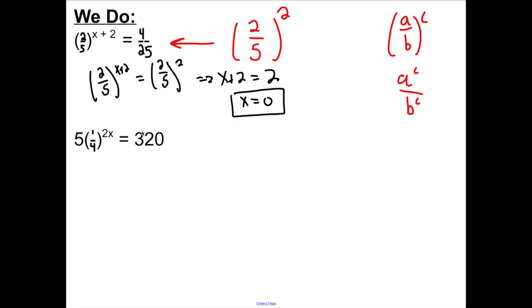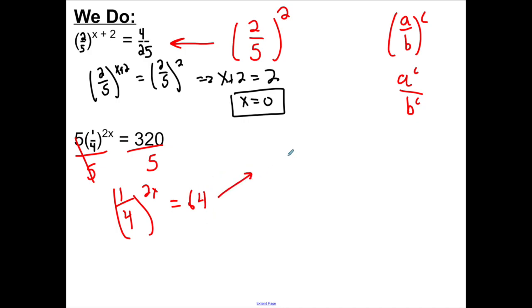All right, next one. So here I have to start by doing what? Getting the bases alone. Okay, is the base alone? It is not. We need to divide by what? By 5. Okay. So here I get (1/4) to the 2x is 64. But how am I going to get this as a power of a quarter, right? Because now the bases are alone.